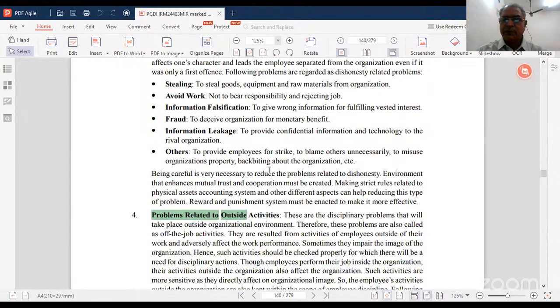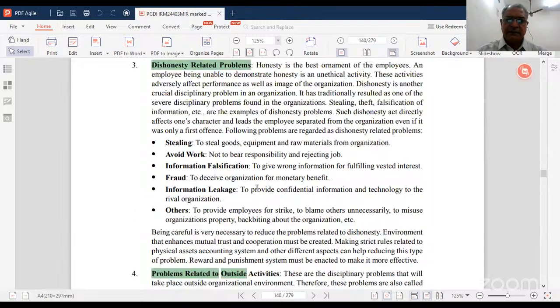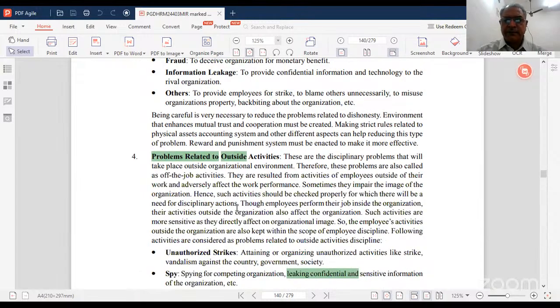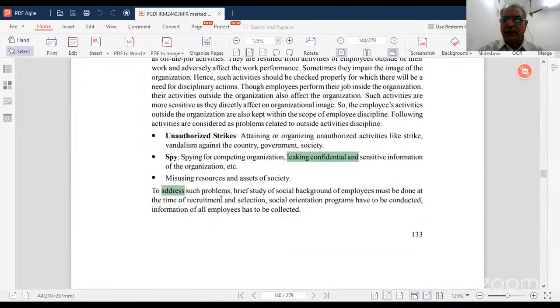Others are there, like provoking employees for a strike, blaming others unnecessarily, and so on and so forth. These are the various important problems that are related to dishonesty. Problems related to outside activities also. Unauthorized strikes are most prone towards this one.